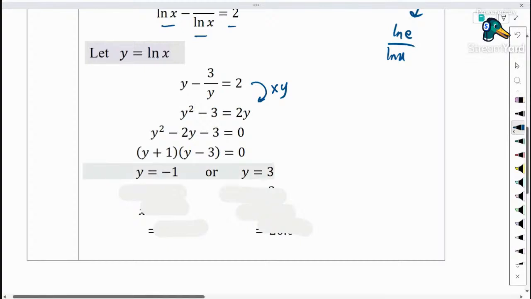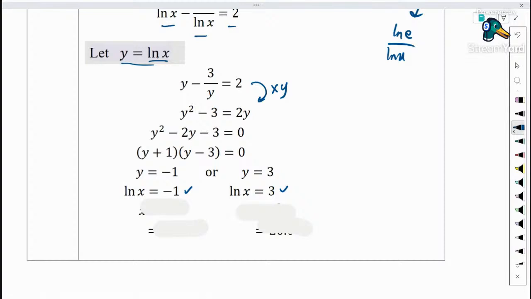Reaching here, don't get too excited to start deciding which answer to reject. You only reject the result after you do the replacement, or I should say, you replace this y back into the term x. So I have ln x equals minus 1, and ln x equals 3. So reaching this moment, back to x only, you decide whether you want to reject or not. And in this case, both of them shall not be rejected. Both of them are the answer.